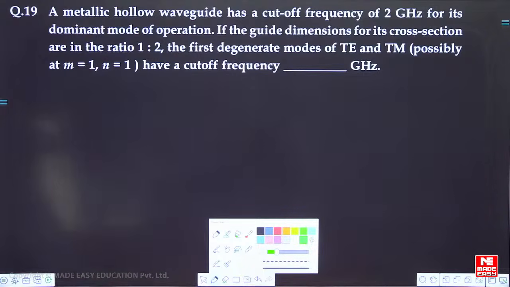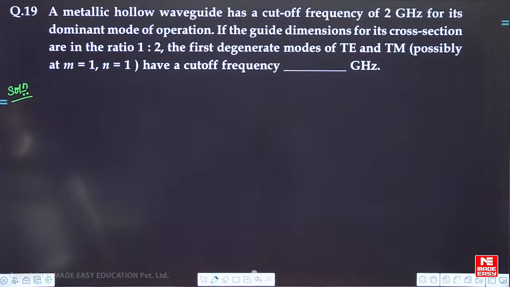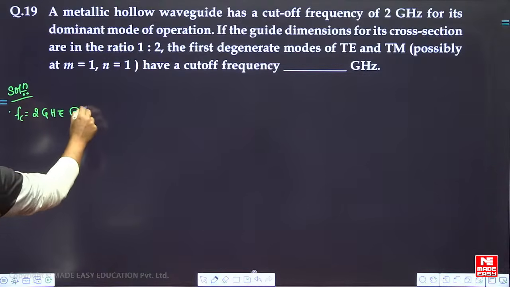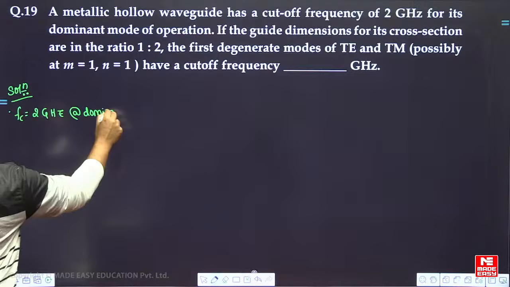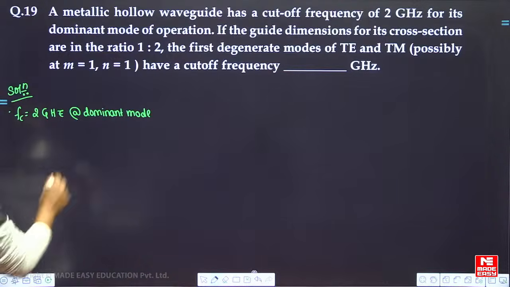So let us solve this. See, a metallic hollow waveguide is given, right. Cutoff frequency of 2 gigahertz at the dominant mode. Now what will be the dominant mode? That is given in the second line.